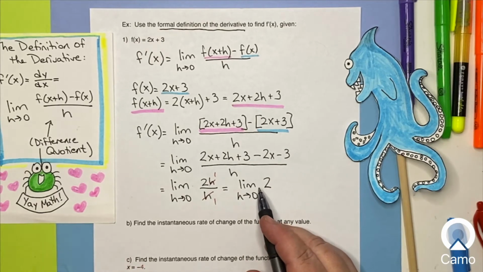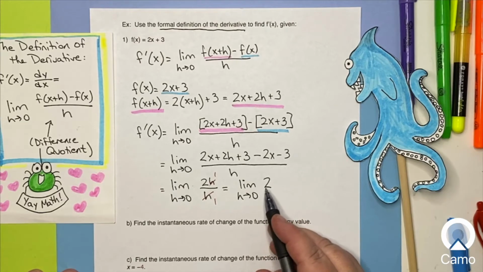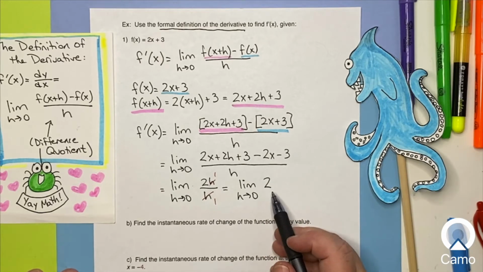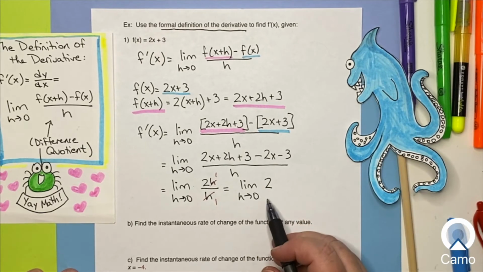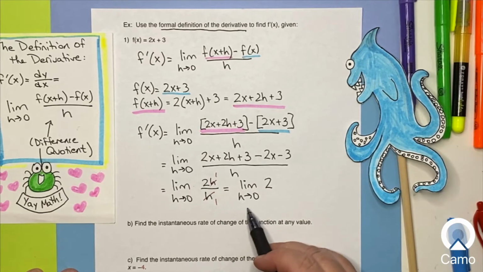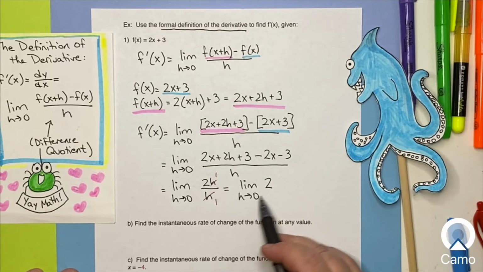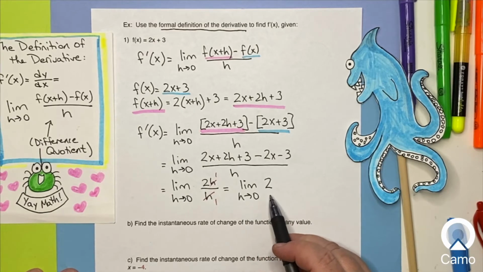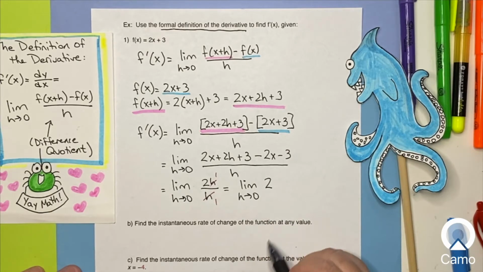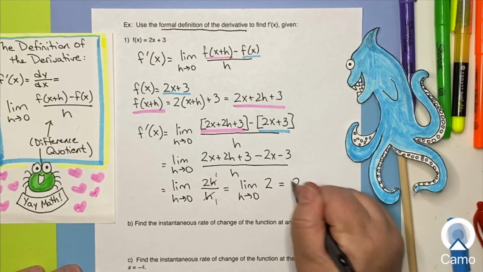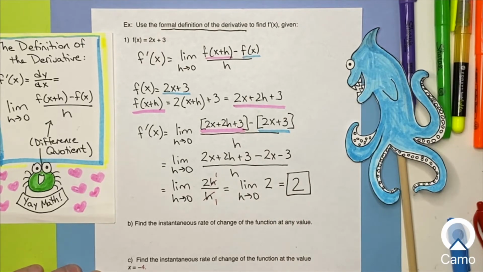Now at this point, you're going to ask me, what the heck does that mean? And the answer is, is there any h in this? And the answer is no, there's no h in this. So does it matter what happens to h? No. Where does 2 go? 2 stays where 2 is. 2 is a constant. The whole thing is just 2. And that is the derivative.